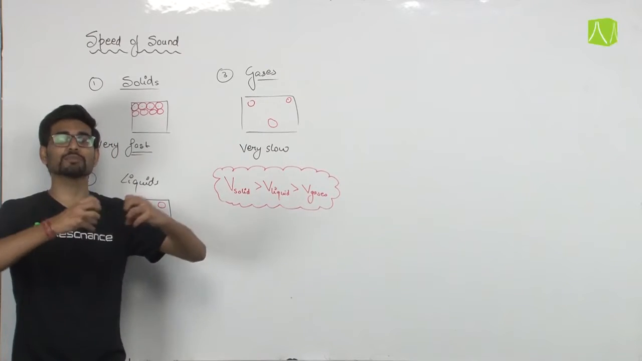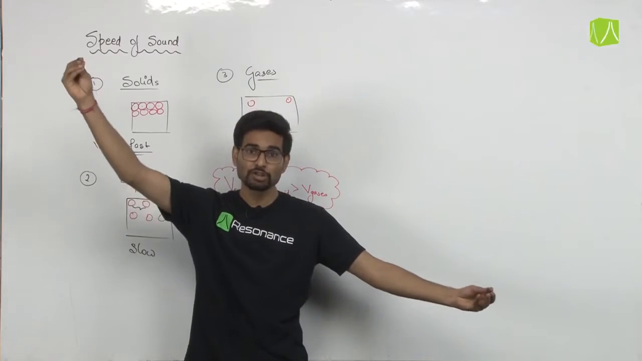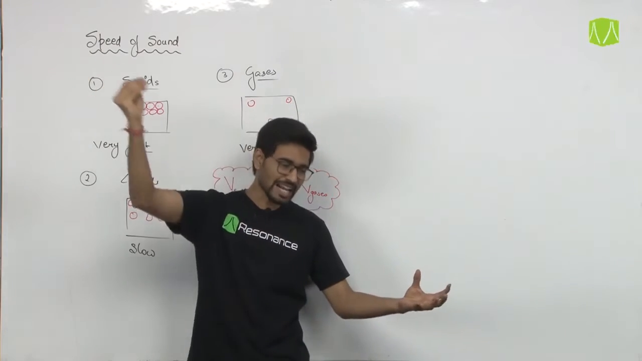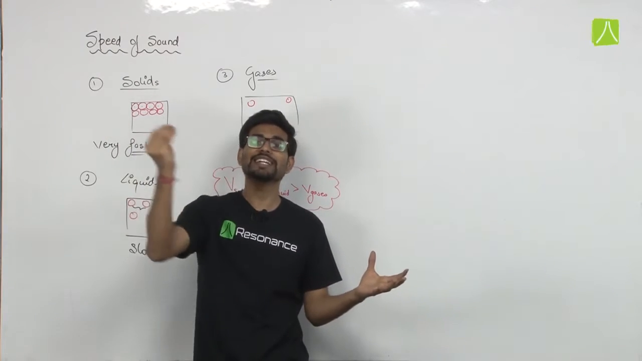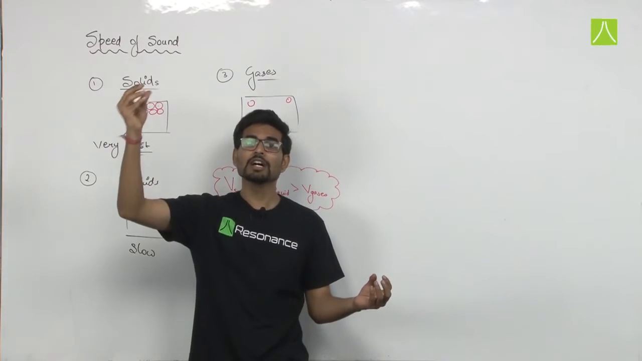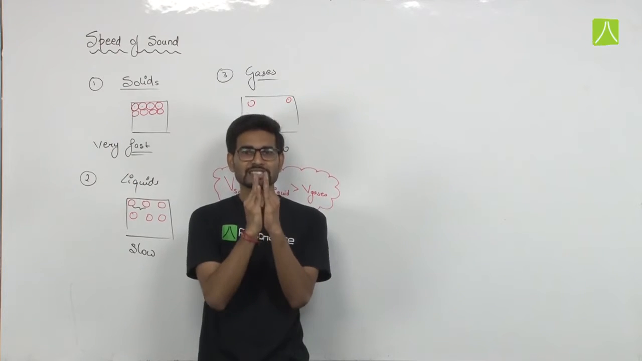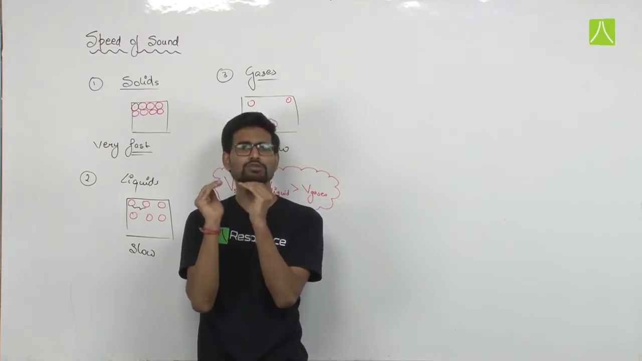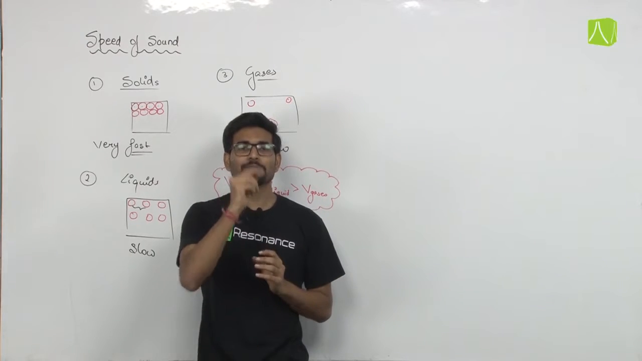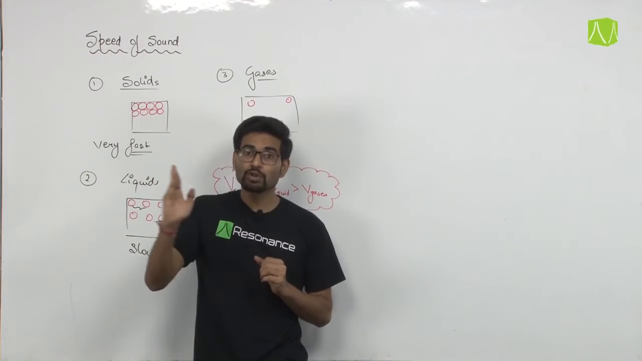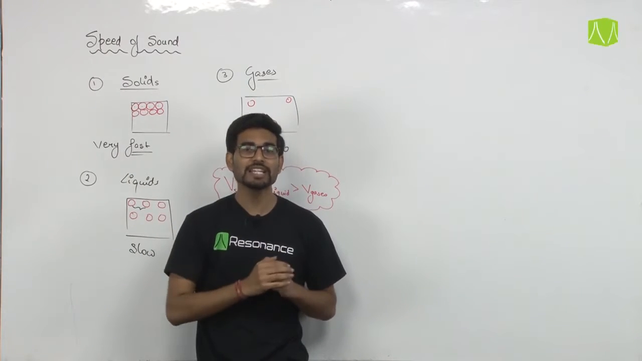Why? Because the atoms and molecules in gases are far away from each other. One atom will travel and then transfer the energy, which means there is a great time taken by the particle to transfer energy from one to another. But in solids, what is the case? In solids, the atoms and molecules are very close to each other, so they transfer the energy in a very short time. So the speed of sound over here will be fast, whereas the speed of sound in gases and liquids will be slow.